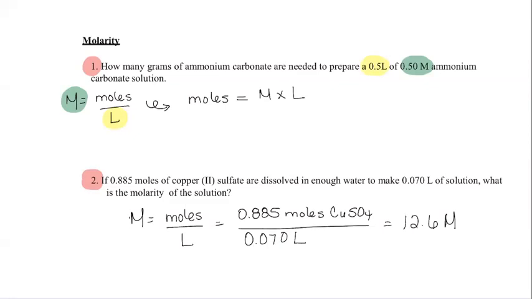Now that I know that I have to multiply my molarity times the liters, remember that capital M is the same thing as saying moles per liter. So here, if I do 0.50 moles per liter, times 0.5 liters, then the units of liter cancel. And that's why at the end, I will get the units of moles. So I do 0.5 times 0.50, I get 0.25. Excellent, exactly, that's what I got.